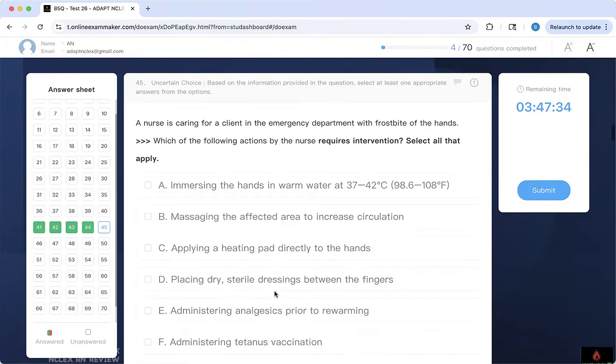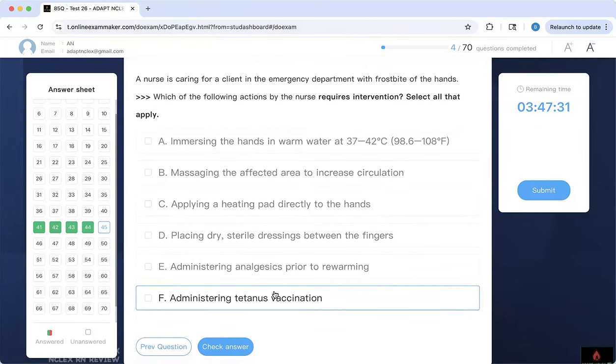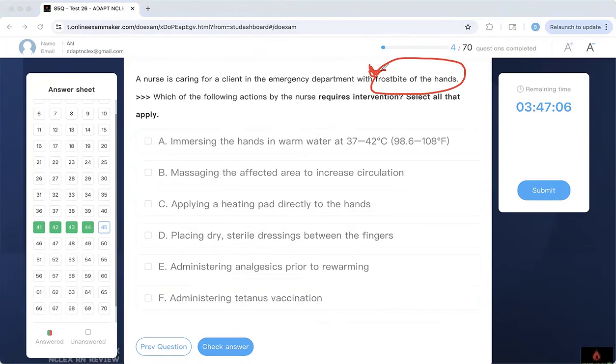So, risk reduction. Immerse the hand in warm water at this temperature. Massage the affected area to increase circulation. Apply a heating pad directly to the hand. Placing dry sterile dressing between the fingers, administering analgesic prior to rewarming, and administering tetanus vaccination. Break down the question. I will help you find the answer. What do you do? Go back to the frostbite. Know what has happened to the hand. What would you do to improve function of the hand? And if they do any bad move, that is what requires intervention.